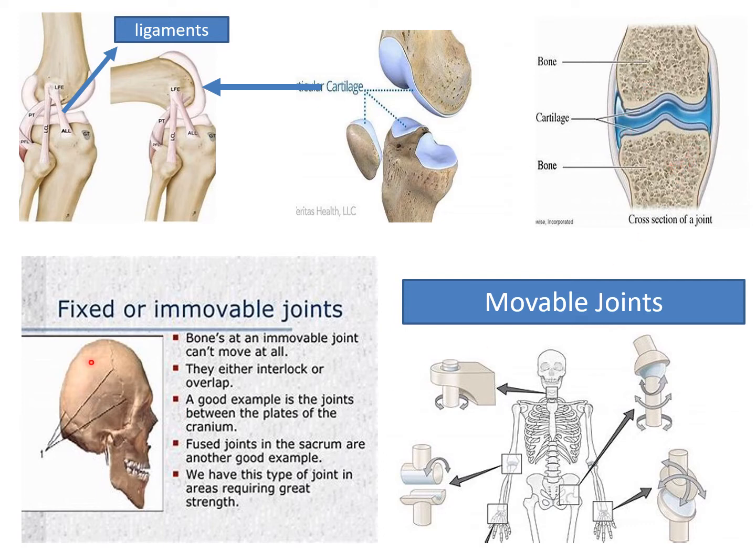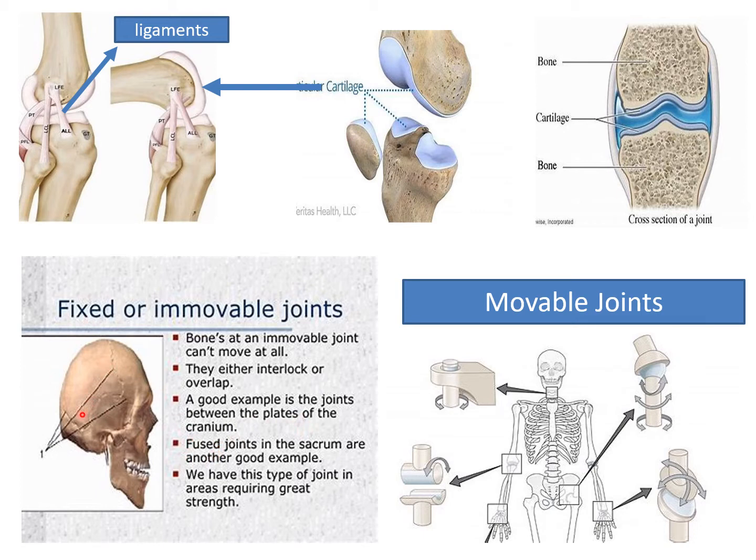Now here you can see fixed or immovable joints. You can see in the skull these are immovable joints which are connecting the flat bones of the skull. Bones at an immovable joint can't move at all. They either interlock or overlap. They are interlocked with each other. A good example is the joints between the plates of the cranium.